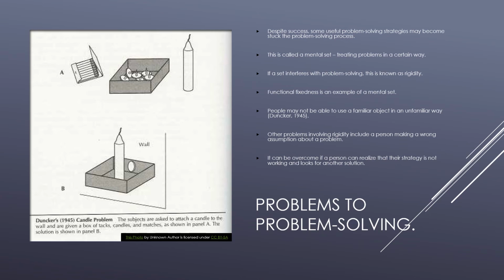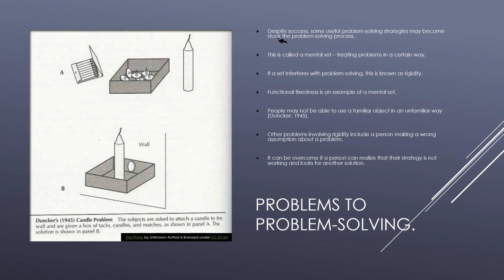Now, there are problems to problem solving. So despite success, some useful problem solving strategies may become stuck in the problem solving process. And this is called a mental set. A mental set is treating problems in a certain way. So you might only look at solving a problem a certain way, and this could lead to problems. If a set interferes with problem solving, it's known as rigidity.